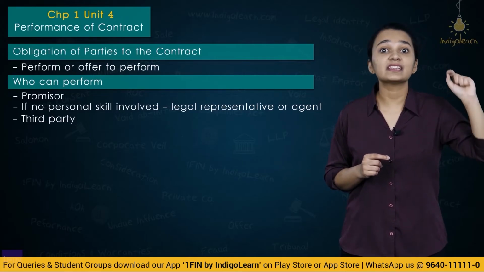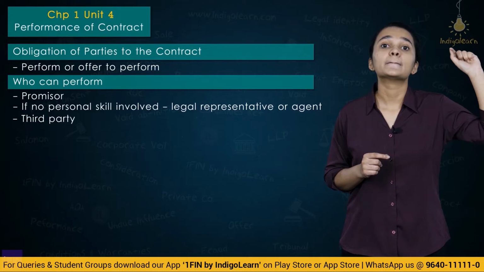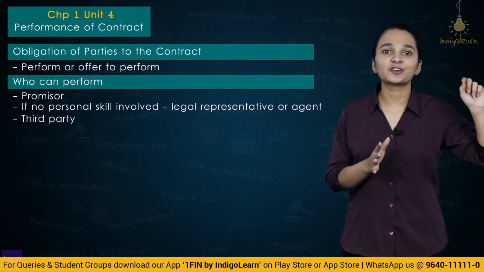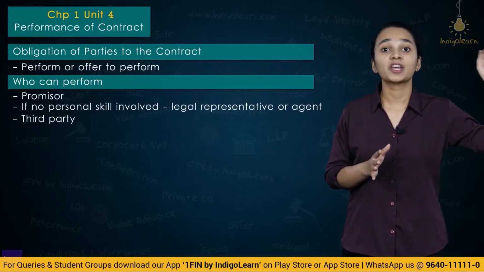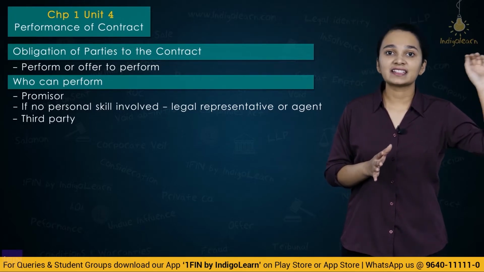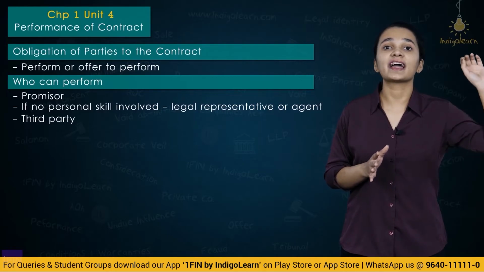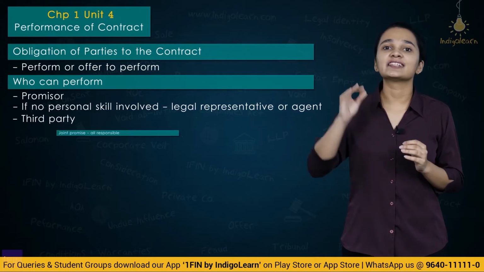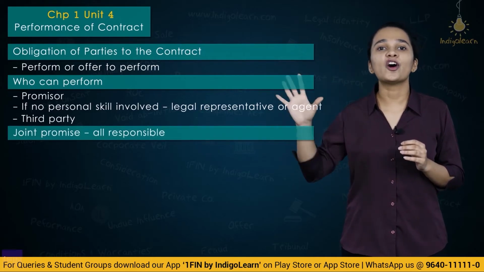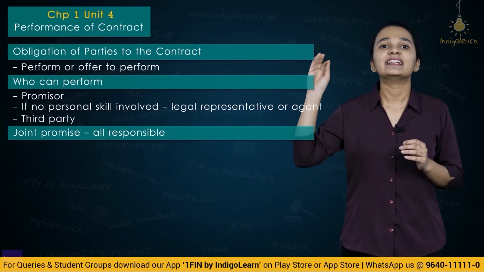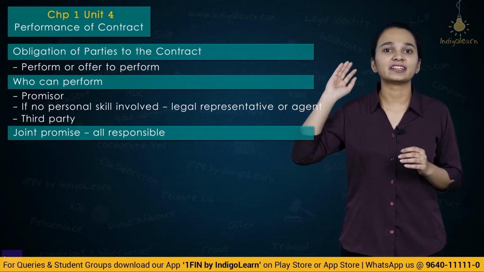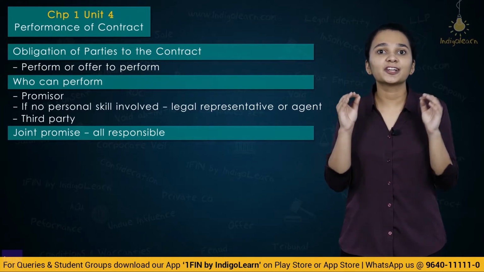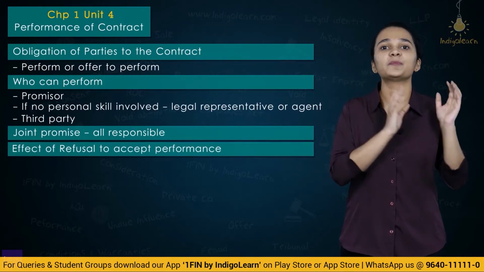So when the promisee is accepting the performance of the promise by a third party, then he cannot later on enforce the contract against the promisor. So if the performance of the third party is accepted, then the same contract cannot be enforced against the promisor. And then we have also understood that in case of joint promisors, all the promisors are jointly liable to perform their respective promises. After this, we have understood what will be the effect of refusal to accept performance.